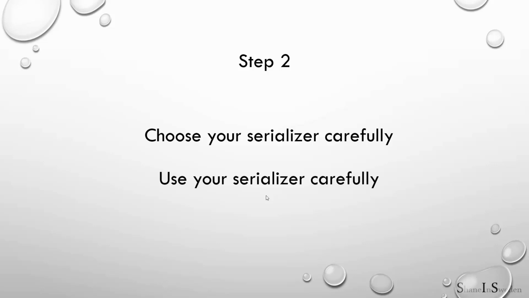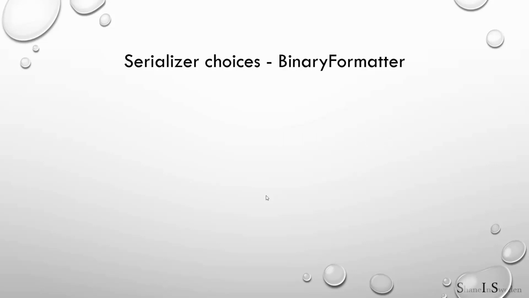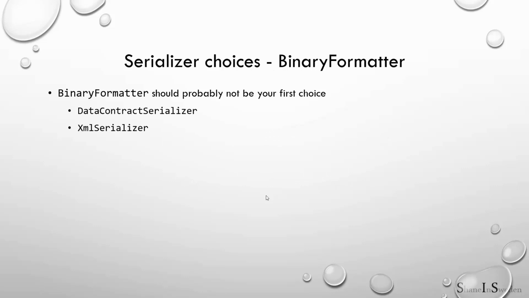Okay, step 2, choose your serializer carefully. You should plan out which serializer you're going to use, and you should also use it carefully. Think about the way you're using it. Binary formatter probably should not be your first choice. There are other serializers that are more secure by default, for example, data contract serializer or XML serializer. Of course, if these are misused, they can be just as bad.